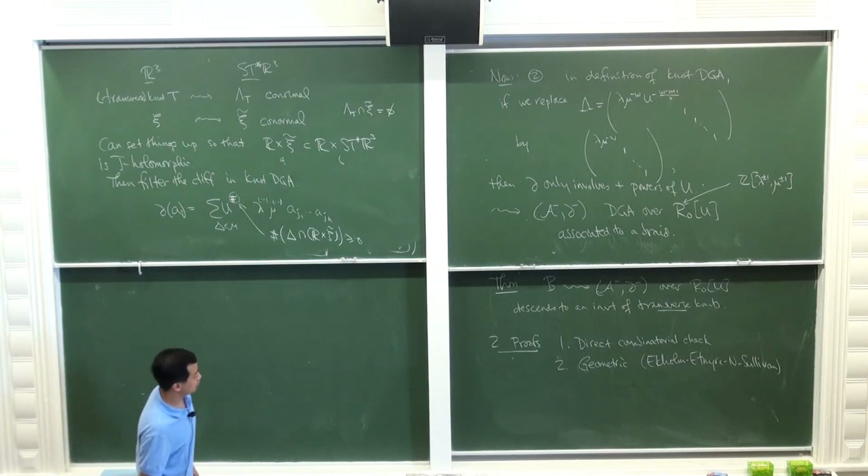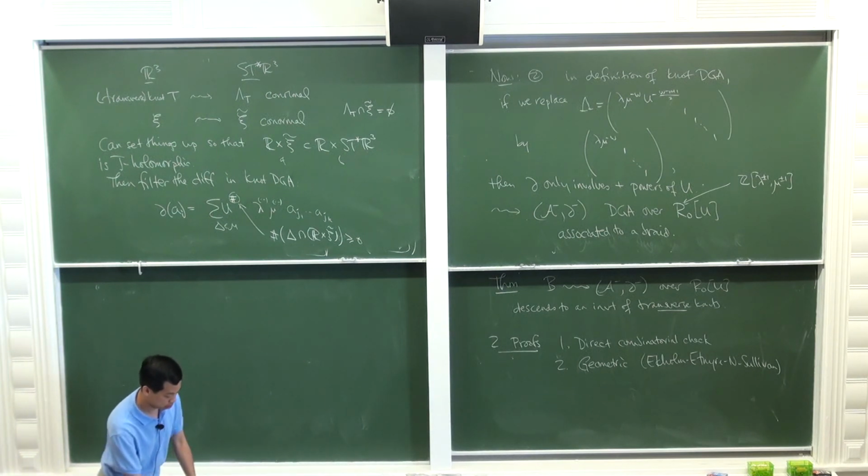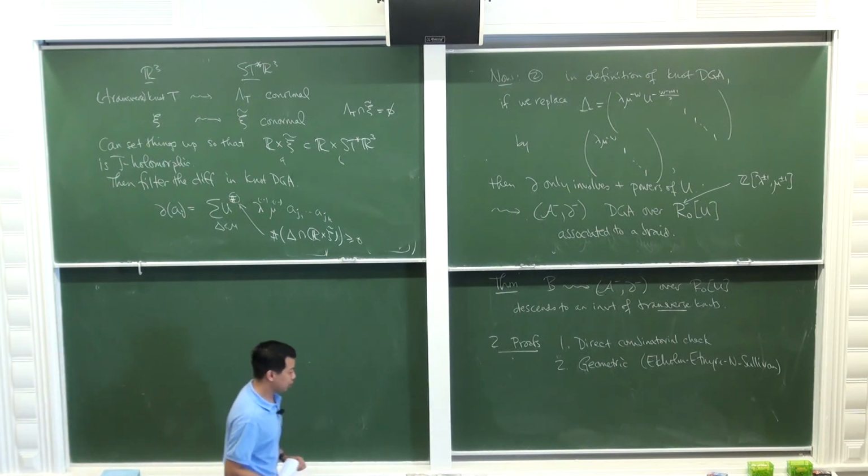Okay, so that was a very, very quick explanation of how this geometric proof is supposed to go. Now let's talk about what this is good for.